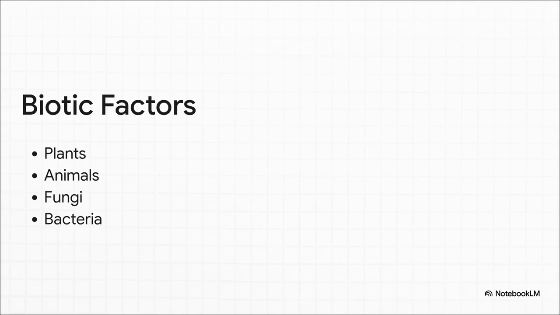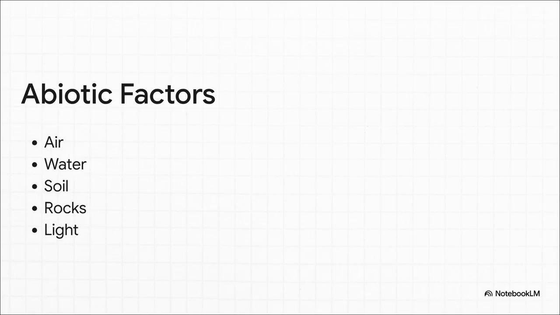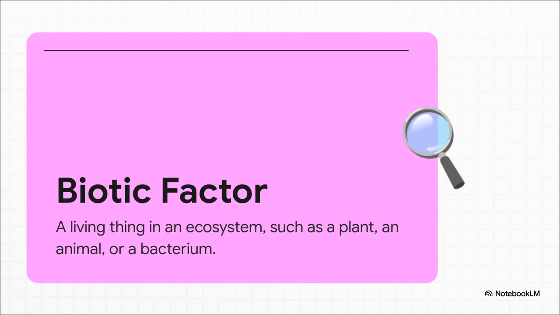These are all the living or even once living parts of our ecosystem. You've got the big stuff, like trees and squirrels. But don't forget the tiny little powerhouses like mushrooms and bacteria. They're just as important. And now for our other building blocks, the abiotic factors. These are all the non-living things that our living creatures absolutely need to survive. I mean, think about it. Plants need sunlight and water to grow, animals need air to breathe, and pretty much everyone needs the soil and rocks to live on.